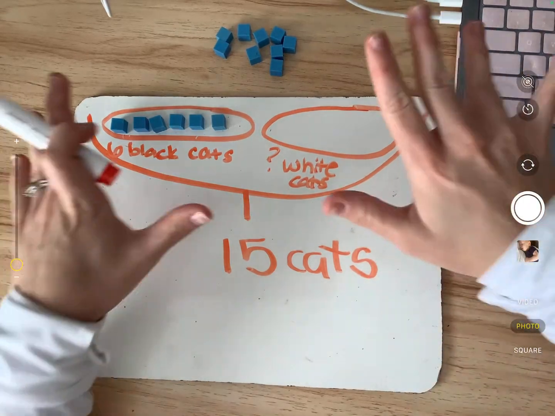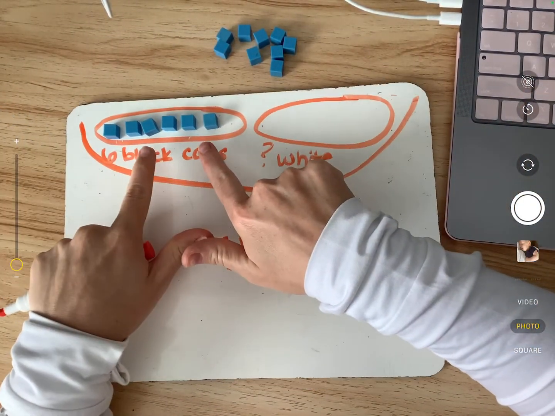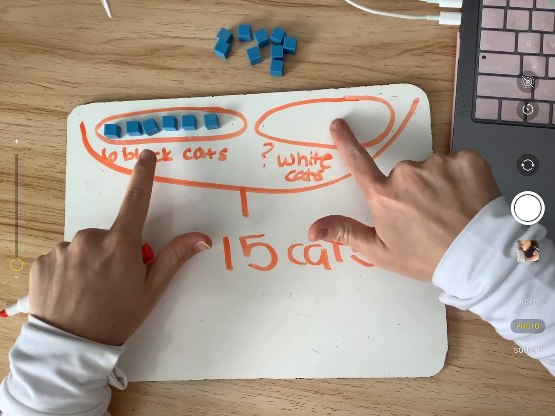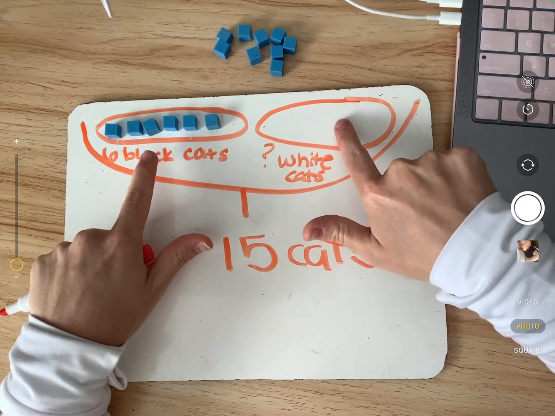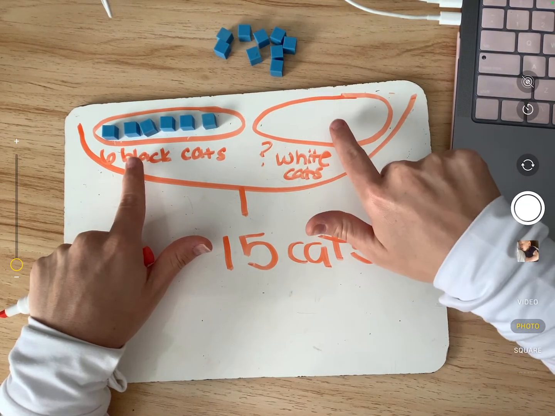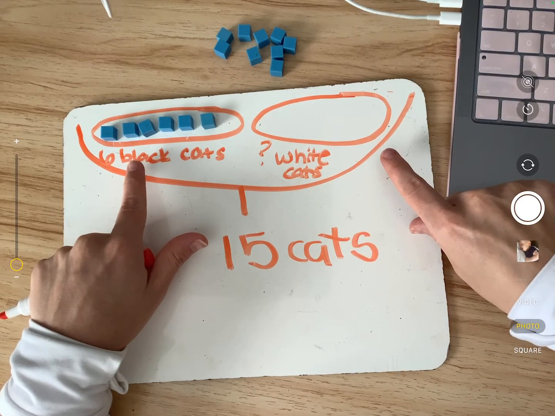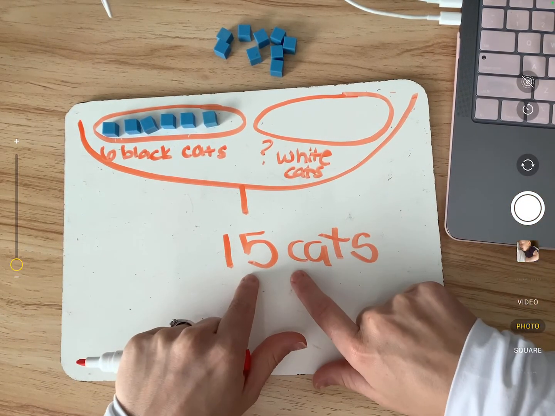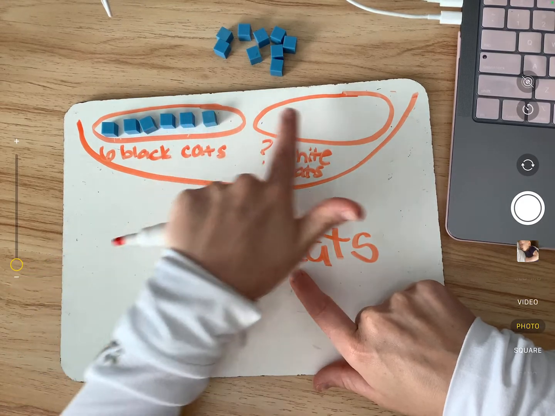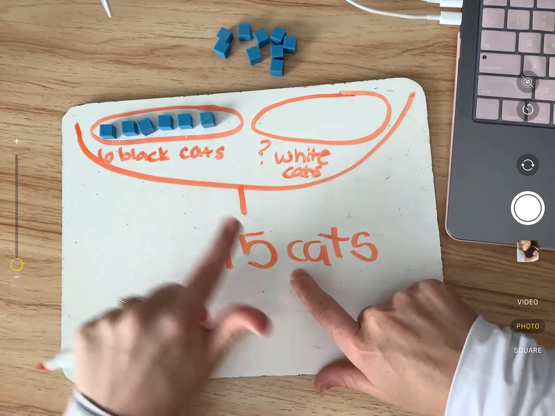Okay, well, if I know that I need 15 cats altogether, I have already got 6 here, so I need to keep moving cubes into this side over here until I get to how many? How am I going to know when to stop moving cubes to the circle? Well, when I get to 15 altogether, right? 6 plus whatever I put over here needs to be 15 because I've got 15 cats altogether.